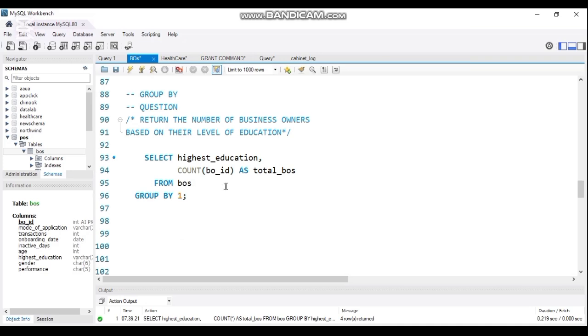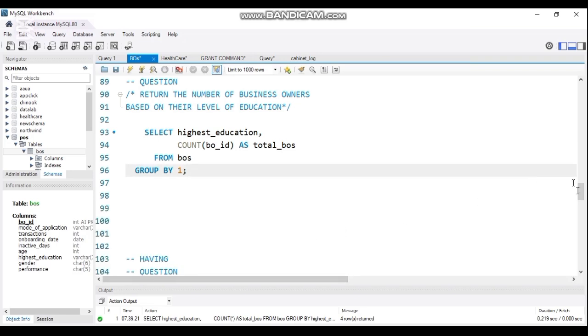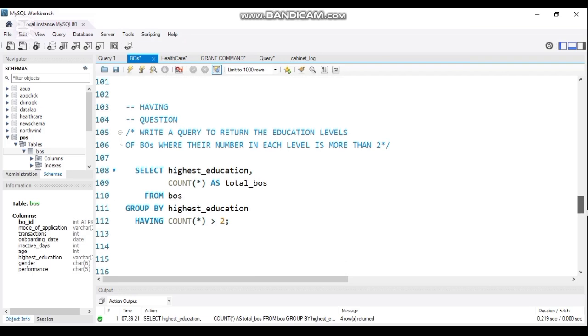It should be 5. Let's go to the last query for our GROUP BY, where we counted the number of BOs and grouped them by their highest education. Let's see the number of highest education levels that we have. We have 5, which includes masters. We also have a single BO that has a master's degree, and it's not showing in our HAVING query. What just happened there is because we instructed SQL to return only the count that is more than 2. So that is what it has just done.